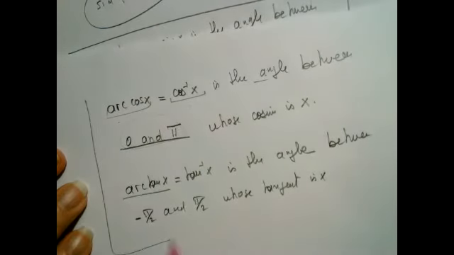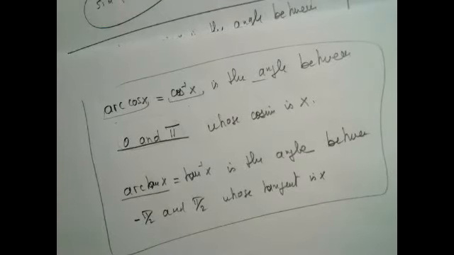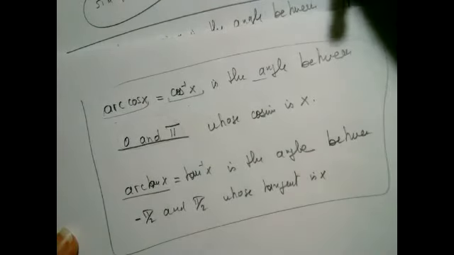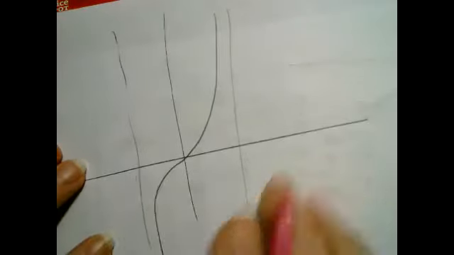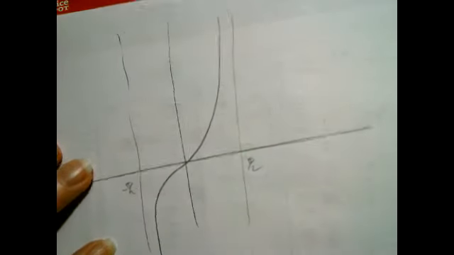Okay, so that's the arc cosine and arc sine. Now, for the tangent function, why is it between minus pi over 2 and pi over 2? If I think of the tangent graph, the tangent goes like that. That's the tangent graph. This is minus pi over 2 and pi over 2.